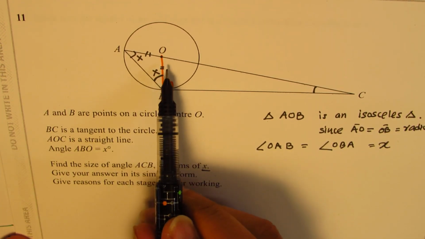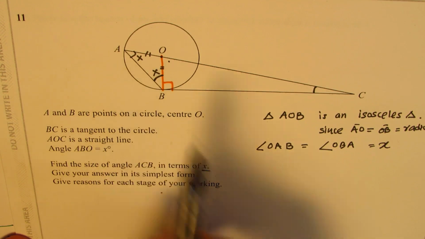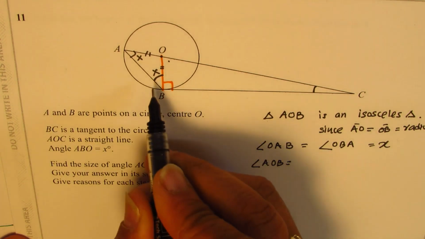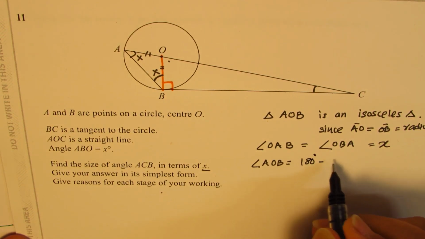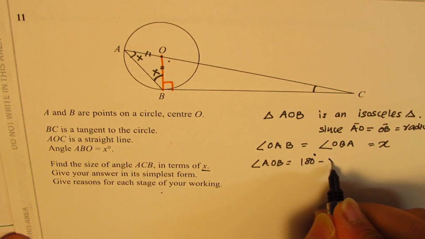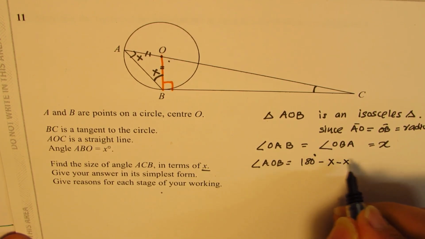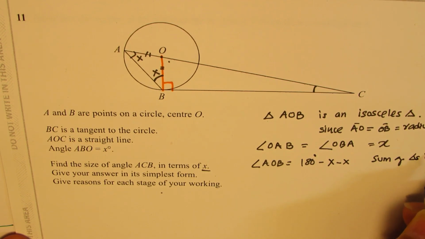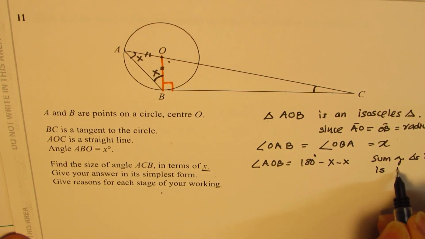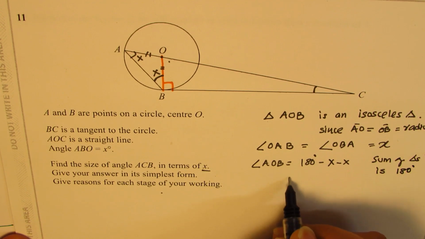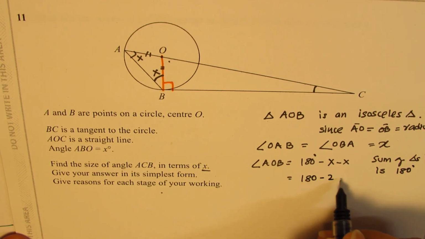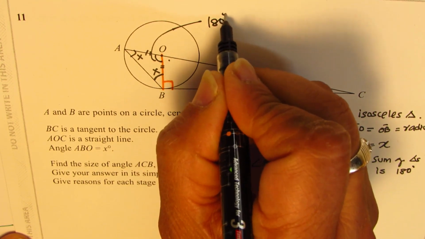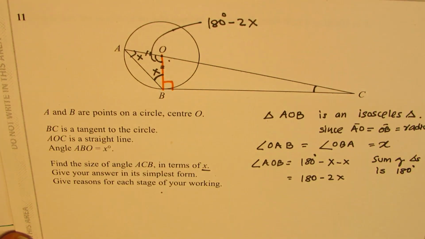Now we need to find that angle. Okay, this is a straight line. So angle AOB is going to be 180 degrees minus these two x's, right? Minus x minus x. This is because sum of angles in a triangle is 180 degrees. Clear? So that gives us 180 minus 2x. So this angle here is 180 degrees minus 2x.